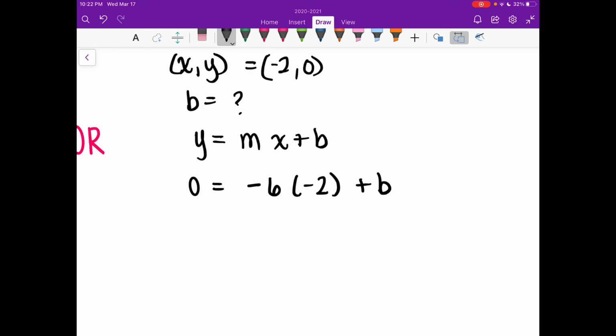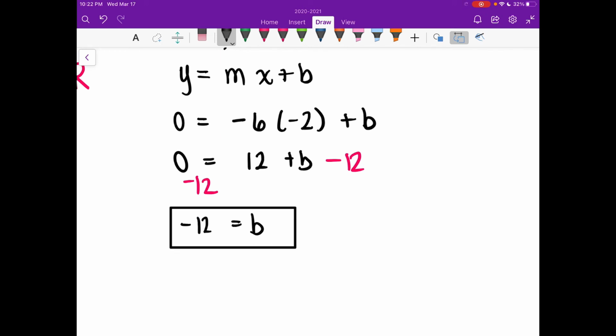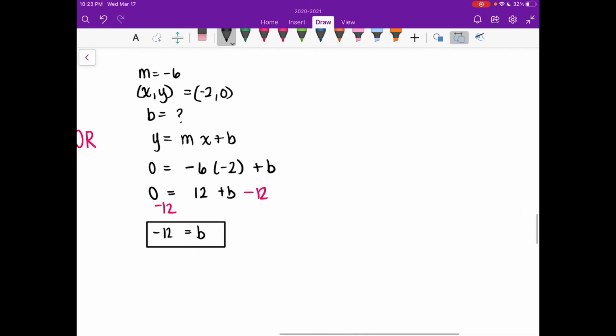So then I'm going to say, okay, 0 is equal to negative 6 times negative 2, which is positive 12, plus b. I want to get the 12 on the other side, so I'm going to subtract 12 on both sides. 0 minus 12 gives me negative 12 is equal to b. Now that I know my b value, I can just go back in and fill in my equation.